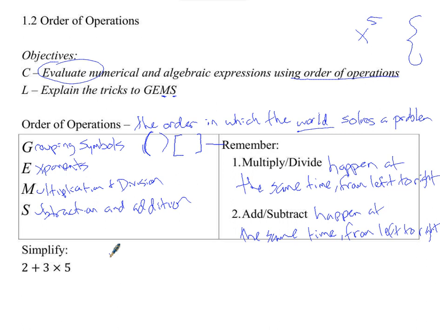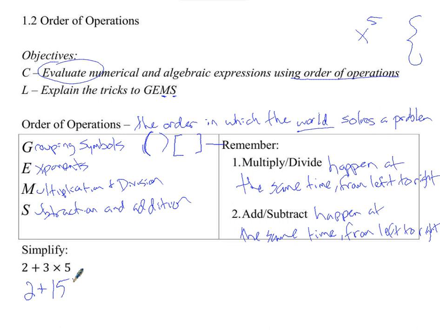What happens first here? The multiplication. We have to follow GEMS. Do we see grouping symbols? No. Do we see exponents? No. Do we see multiplication or division? Yes. So we must do that first. When you multiply, what do you get? Yeah, the 3 times 5 here turns into 15. So I'm going to rewrite that entire line, and this is how I want you to do these problems. Rewrite the entire line, 2 plus, and then I multiplied 3 times 5, which is 15, so I'm going to write 2 plus 15.